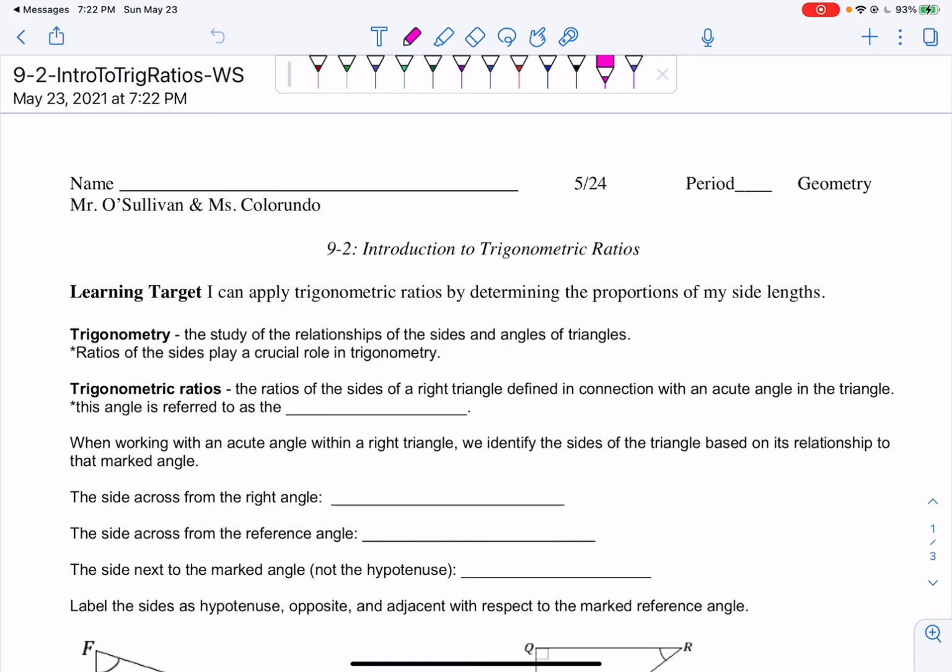Today's learning target is I can apply trigonometric ratios by determining the proportions of my side lengths.